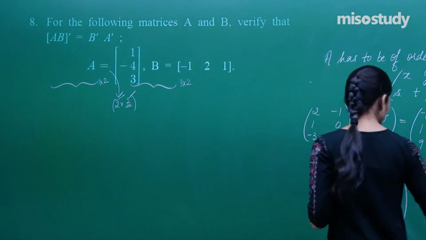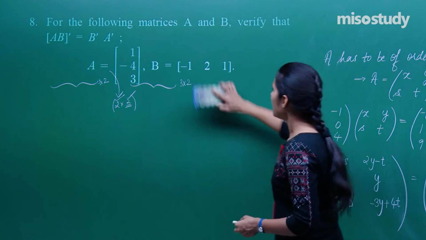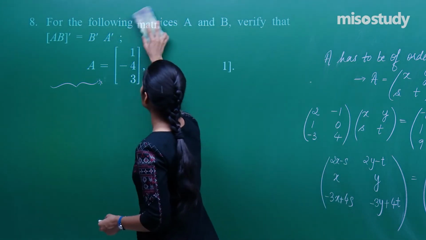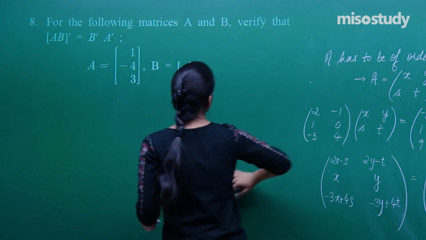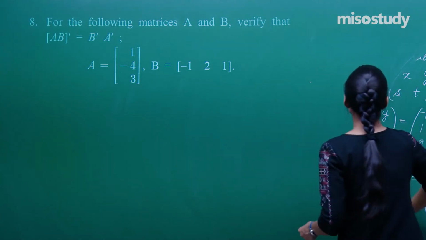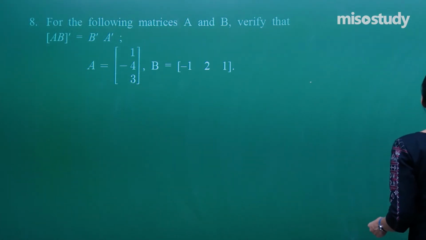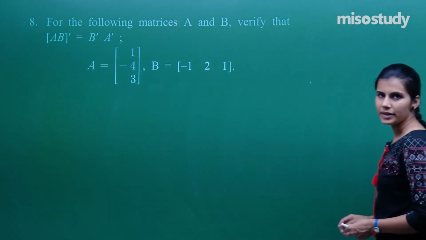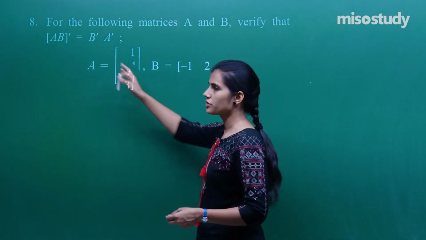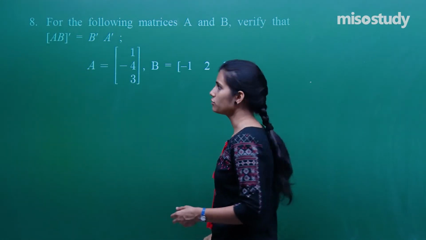Next, for the following matrices A and B, verify that (AB) transpose is equal to B transpose into A transpose. Let's verify. It's clearly saying that you just need to verify it, because this property we know is already true: (AB) transpose is B transpose A transpose. Reversal law of transpose is what they are asking you to recall.